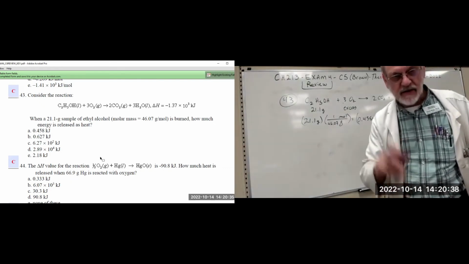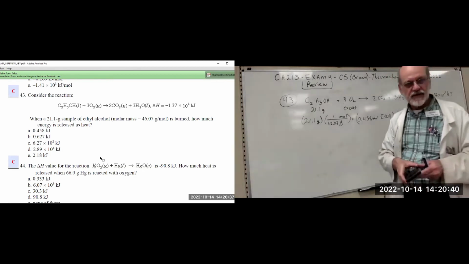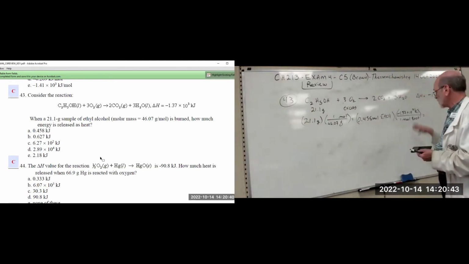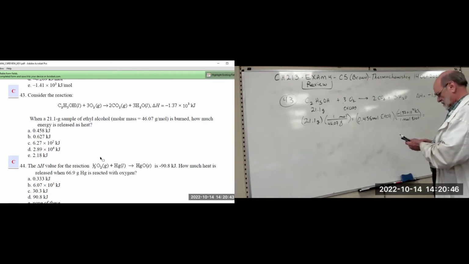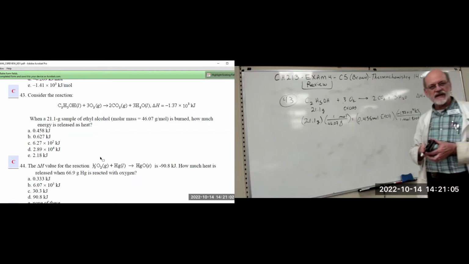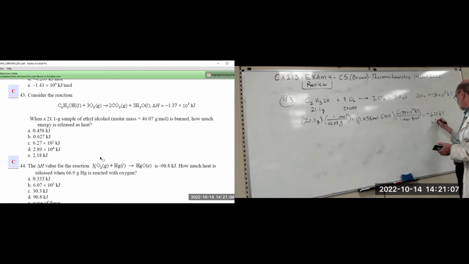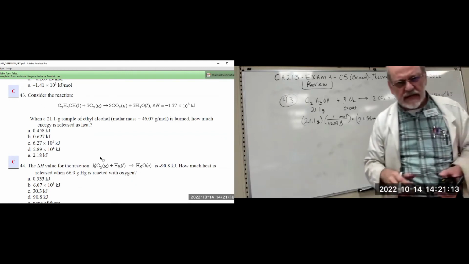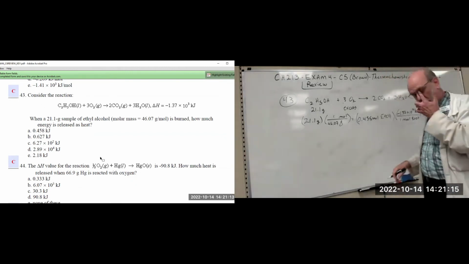And it looks like, yes, the selections are all in kilojoules. So we just need to do this math. 1.37, change the sign, exponent 3, times 0.458. So I get minus 627 kilojoules, or 6.27 times 10 to the second. And that appears to be C. Okay?